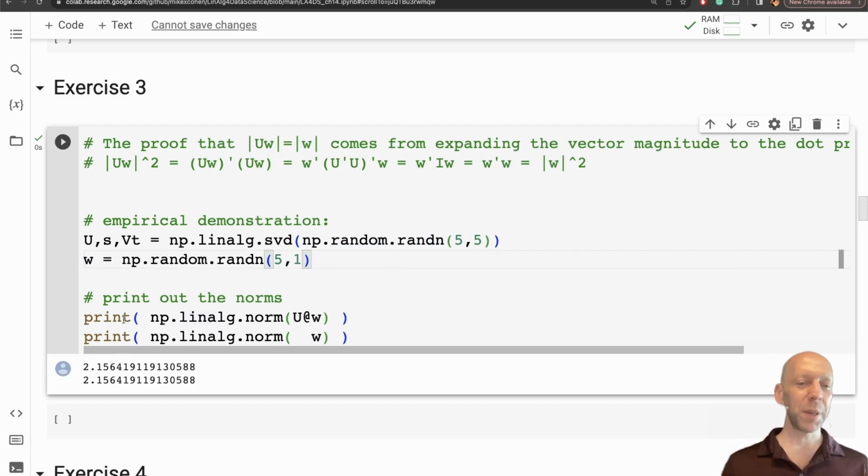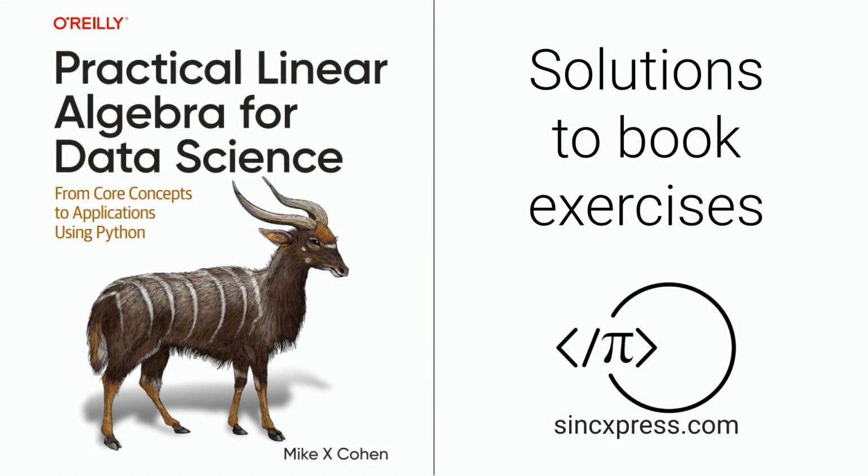Okay, now, because these are random numbers, we have no idea what to expect for the norm, right? I have no idea what this number is going to be. But the important thing is that the norm of U times W is the same as the norm of W. So this is the proof in theory, and here you see the proof in practice. We can run this again multiple times. Of course, the number is going to be different every time. But what's important is that the number is the same in both of these cases, so that's a nice empirical demonstration.